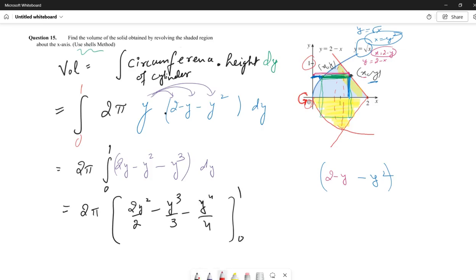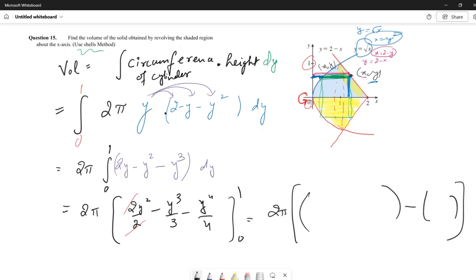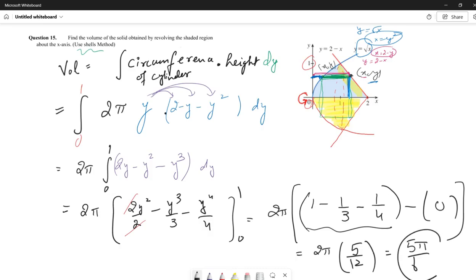Once you write the integral, you need to write the limits on the right hand side. This 2 can cancel. Now we need to put these limits. Upper limit minus the lower limit. When I put the upper limit, 1 minus 1 by 3 minus 1 by 4. When I put 0, it's just 0. So we can put this number in the calculator. So that is going to be 5 by 12. The answer is going to be 5 pi by 6 for your volume of the solid.